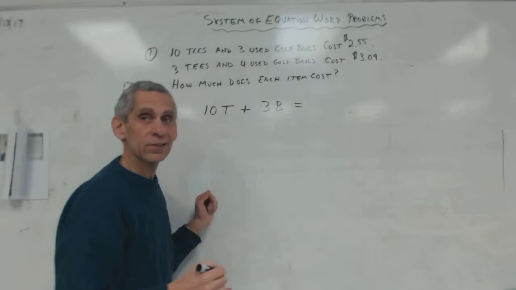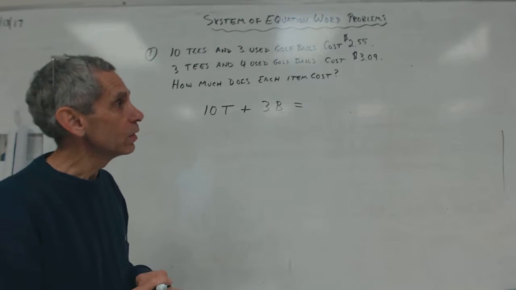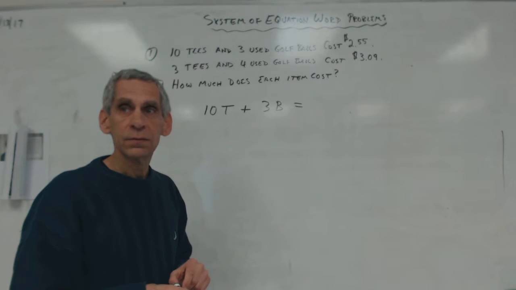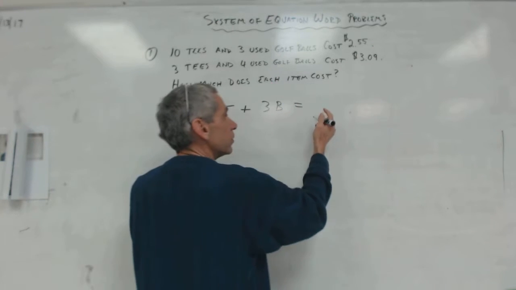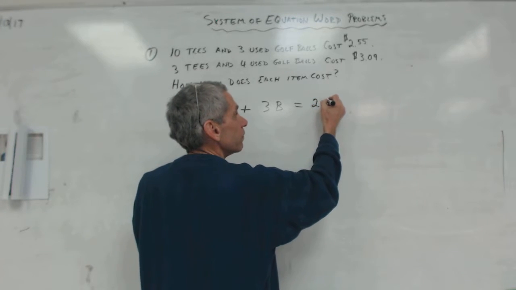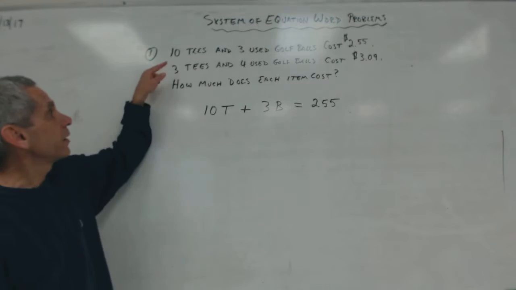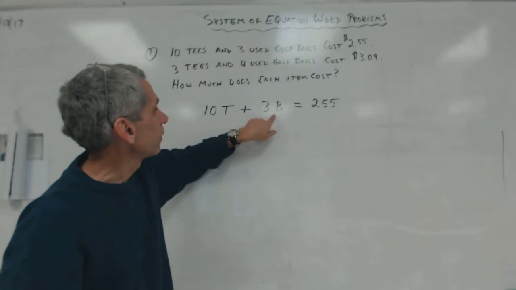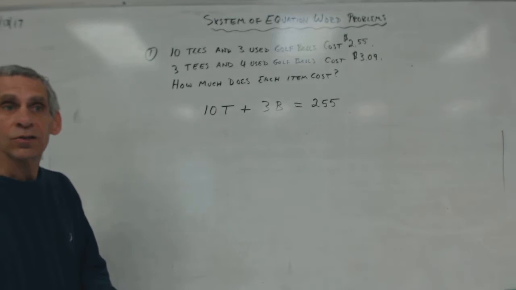Equals. Now I'm going to suggest for most of these that you turn dollars and cents into cents. What is $2.55 in cents? 255 cents. All you have to do is move the decimal place over to the right twice. So it's 255. Okay, you with me? That was pretty easy, right? 10T plus 3 used golf balls, 3B, cost equals 255. That is the easiest thing.